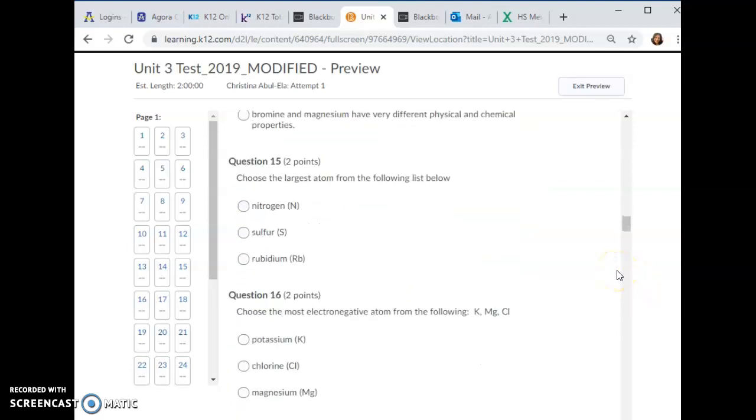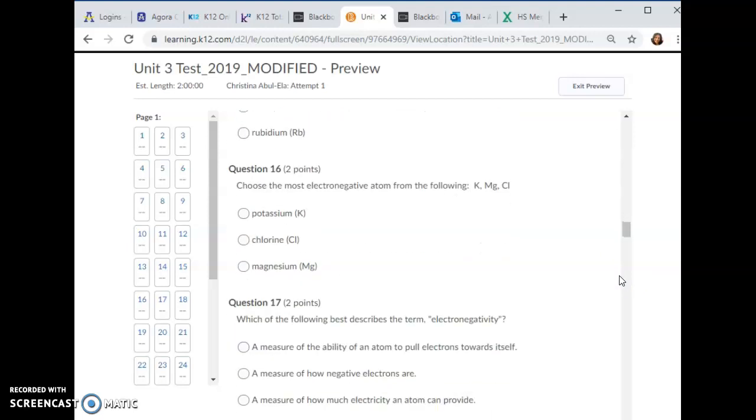Question 15. Choose the largest atom from the following list below: nitrogen, sulfur, rubidium. Question 16. Choose the most electronegative atom from the following: potassium, magnesium, chlorine. Again, potassium, chlorine, magnesium.